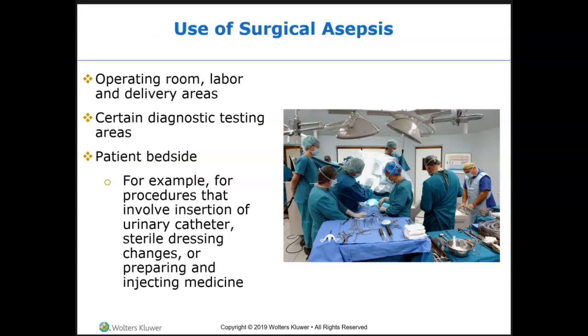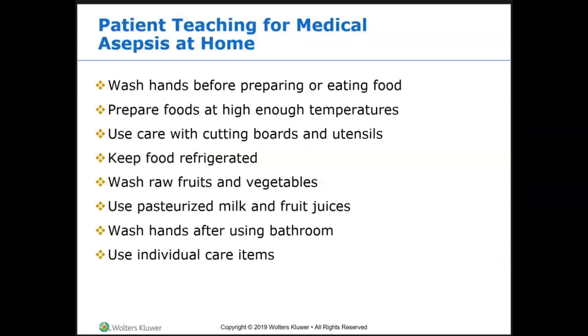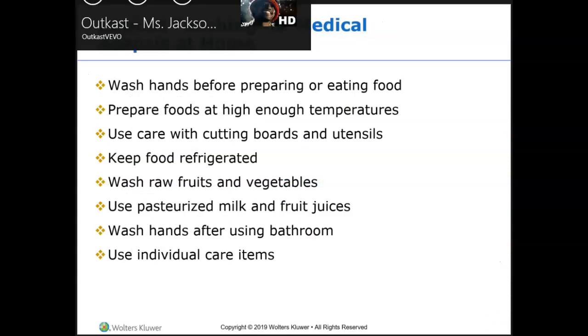Okay, so surgical asepsis is different. Surgical asepsis is used for the operating room, labor and delivery areas, certain diagnostic testing areas, and we have sterile technique as well that we use at the patient's bedside. Procedures done bedside that require sterile technique are indwelling catheters, central line dressing changes, when we access patients' implanted ports in their chest, all kinds of things, right? Those are just a few examples. So again, look at the book. They have great examples.